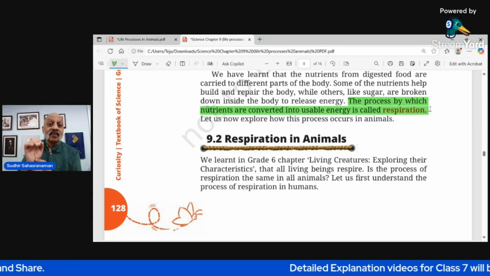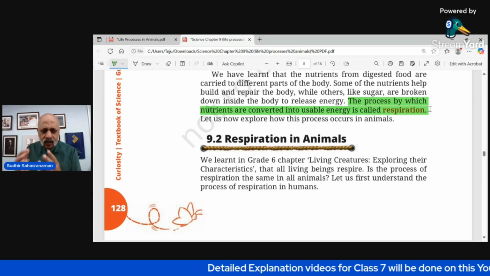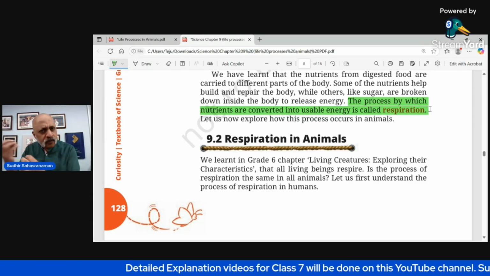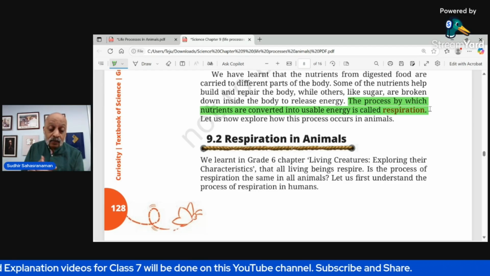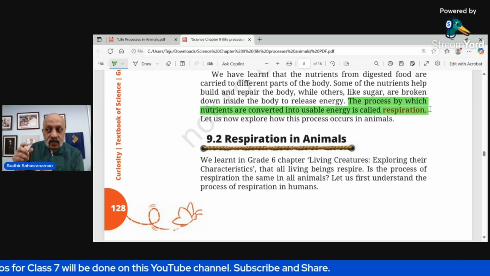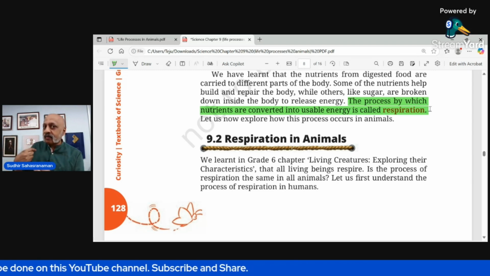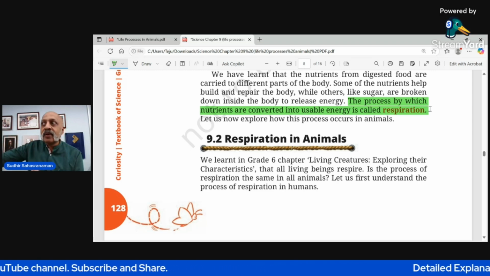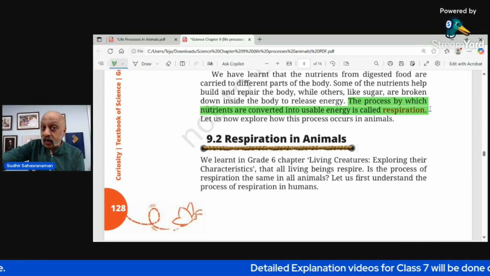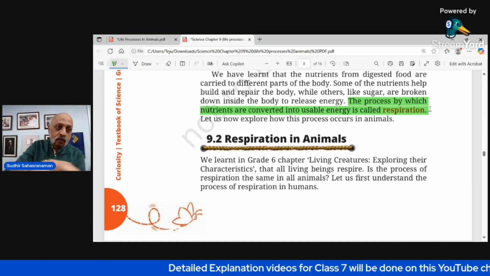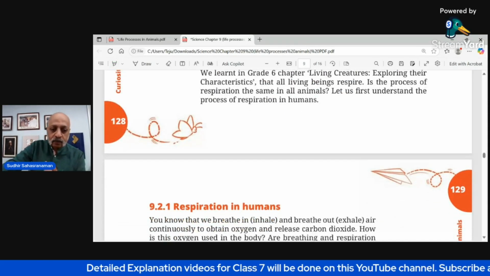Now let's understand that in detail. We've already talked briefly in class 6 about how living beings respire. Now, is the way I respire different from, let's say, the fish or the frog or the earthworm or a cow? That's what we are going to read about in this particular chapter.